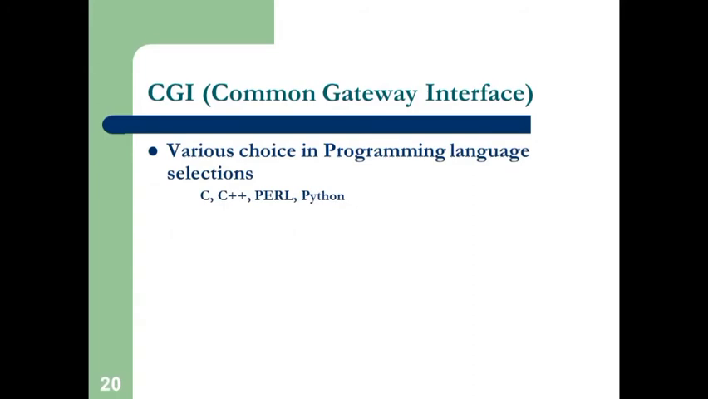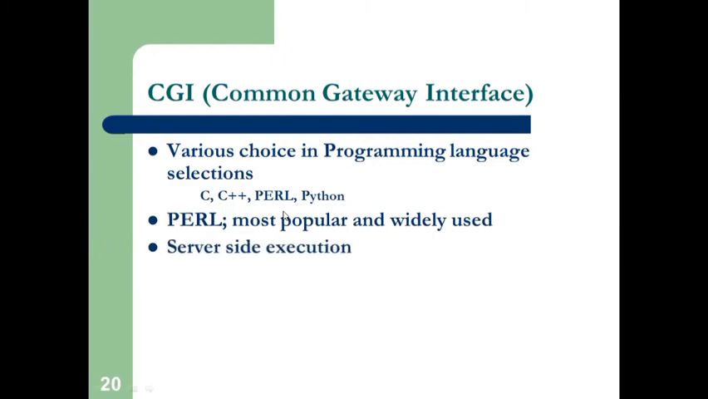Various choices in programming language selection. In CGI, you can use various languages like Perl, Python, C++, and C. These languages are used to code inside the Common Gateway Interface. Perl is also a most popular and widely used language across Europe, not in the Asian continent or Middle East, but in Europe, most people use Perl these days for web development.